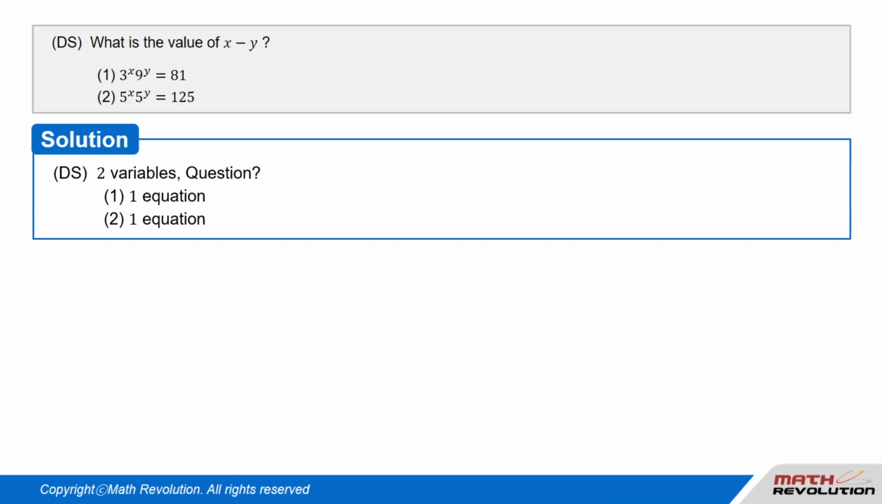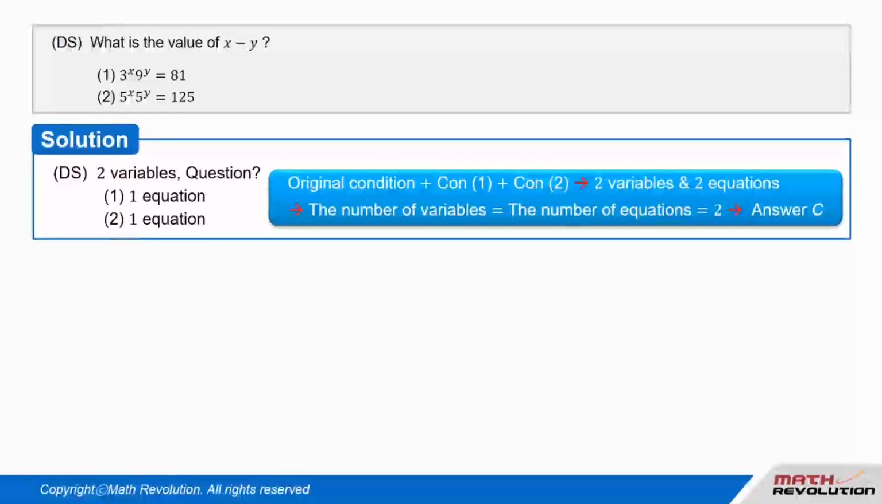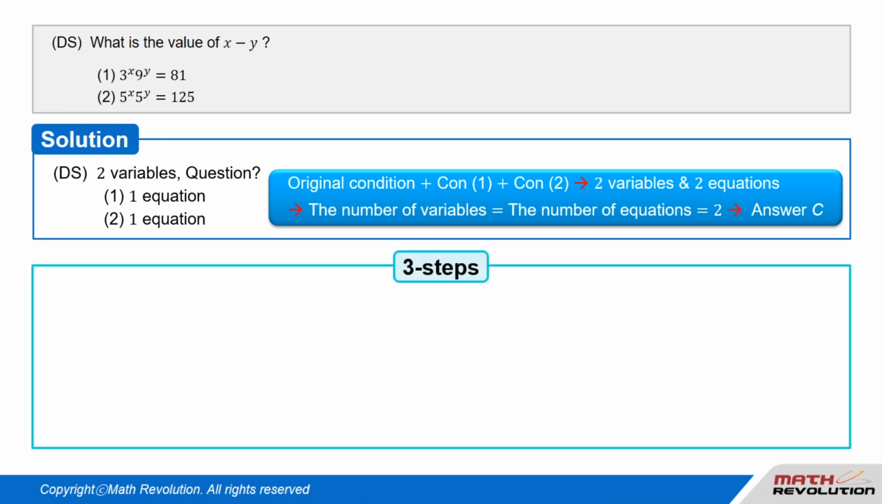In the original condition, two variables would generally require two equations to solve the problem. We are aware that each condition should give us an equation, resulting in a total of two equations. An equal number of equations and variables should logically give us answer C. Let's apply the 3 steps suggested previously.